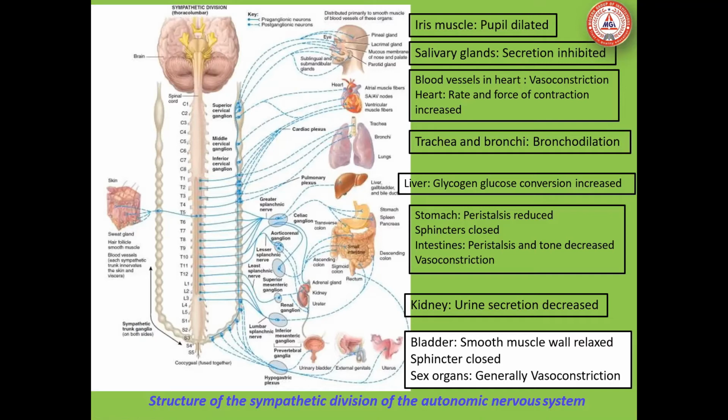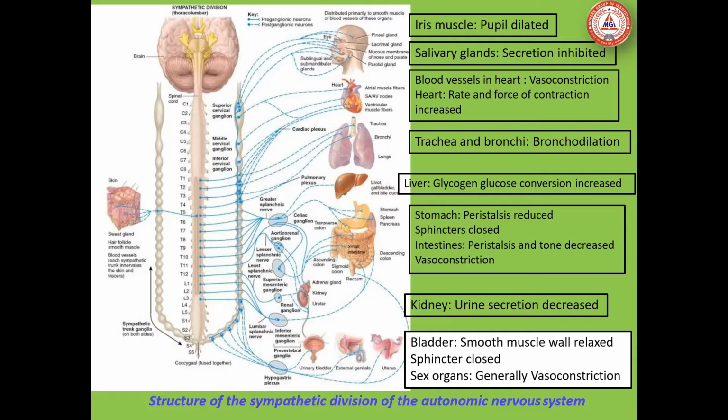In the stomach, peristaltic movement is reduced. Sphincters are closed. In the intestine, peristalsis and tone decrease, with vasoconstriction. In the kidney, urine secretion decreases. In the urinary bladder, the smooth muscle wall relaxes and the sphincter is closed. In the sex organs, generally vasoconstriction. These are the functions of the sympathetic division. The main neurotransmitters responsible for the sympathetic division are adrenaline and noradrenaline.